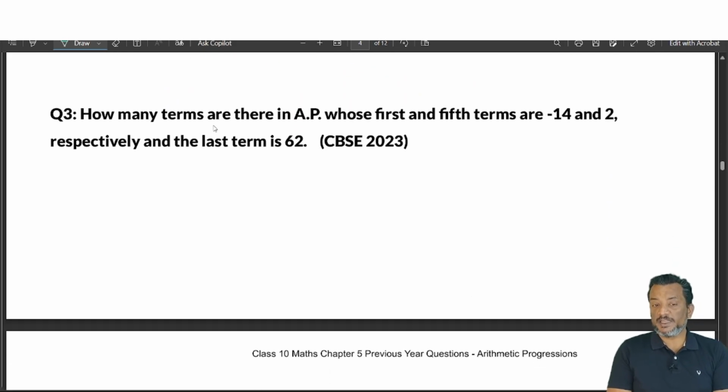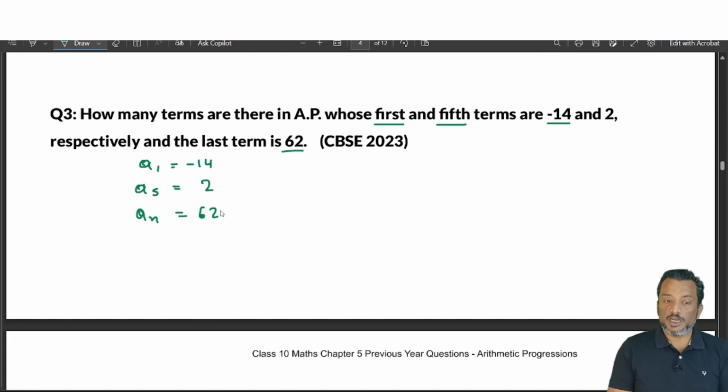It is saying how many terms are there in the AP whose first and fifth terms are minus 14 and 2 respectively, and the last term is 62. So basically here you have been given the first term and fifth term, so we can write here, our a1 is equal to how much? Minus 14, and a5 is given as 2, and the last term is 62. We don't know how many terms. Now here it is basically asking how many terms are in the AP.